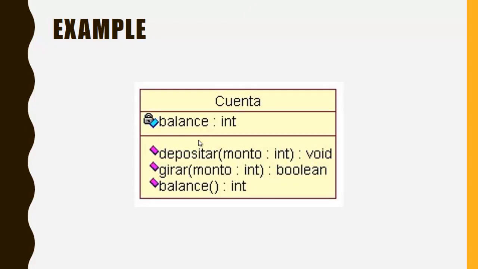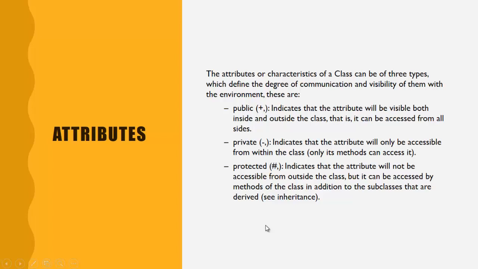And here is an example. The class is Cuenta, and the attributes or characteristics of the class can be one of three types, which define the degree of communication and visibility of them with the environment. These are public, private, and protected.